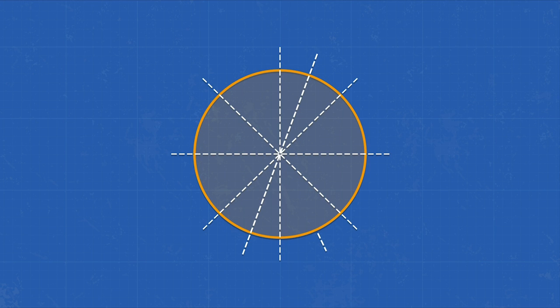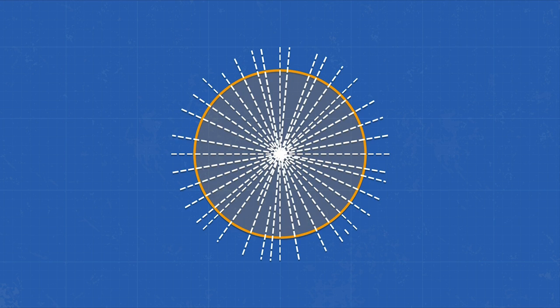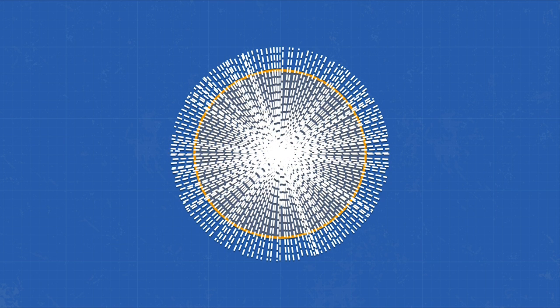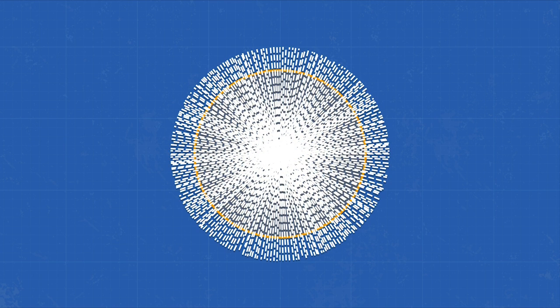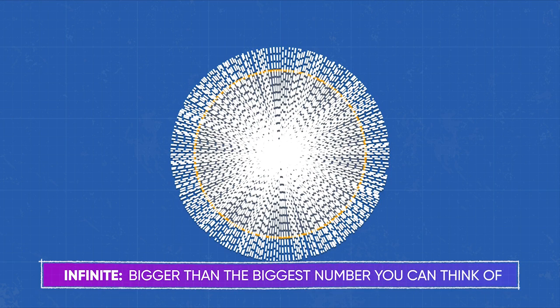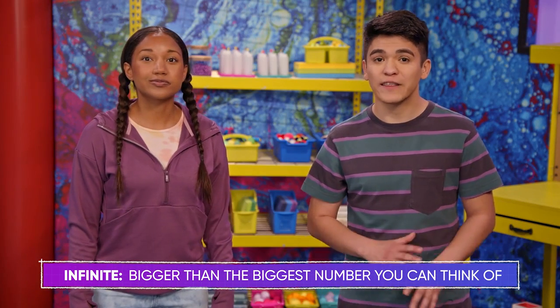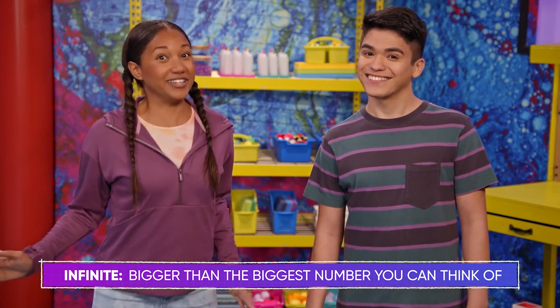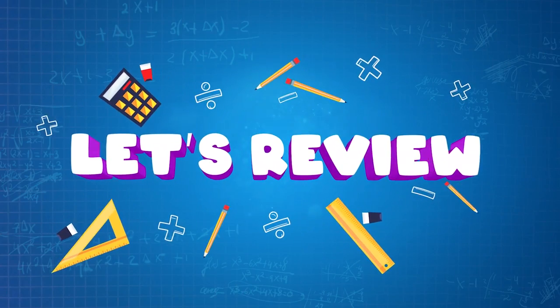As long as a line goes through the middle, it will split the circle exactly in half. So you can keep doing this over and over again, forever. A circle has so many lines of symmetry, we can't even count them all. So we say it has an infinite number of lines of symmetry. Infinite means it's more than the biggest number you can possibly think of. That's really cool. Thanks, April and Marcos.